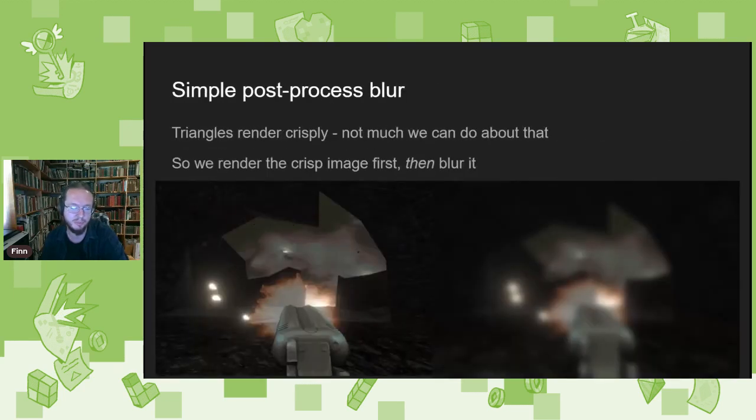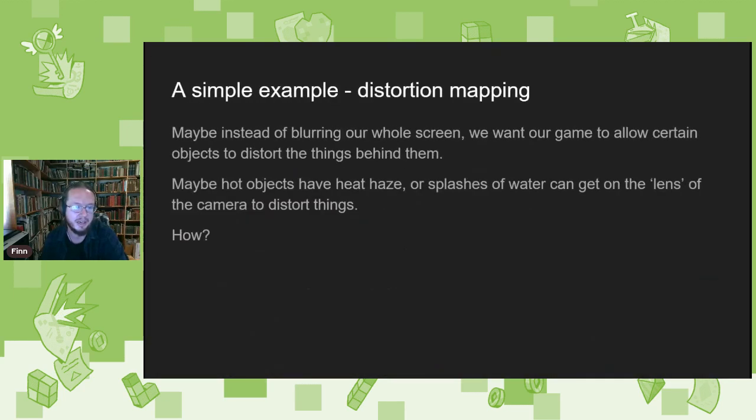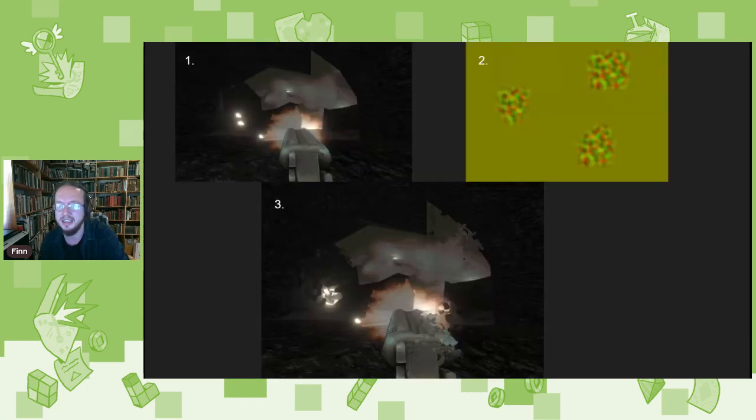Back here, we were blurring the whole screen. But how do we tell our shader which parts of the screen to blur? What we need is a distortion image. This funny, kind of ugly looking thing here in the top right.